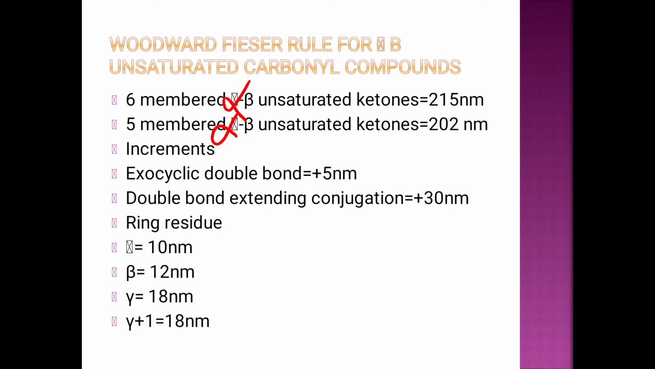Now coming to the alkyl ring residues, just like in the previous case, for every alkyl substituent that you have on your conjugated system, you add plus 5 nanometers. Here also you have certain values to be added. But here the values differ depending upon the carbon. When the carbon atom is on the alpha position, it is plus 10 nanometers. Beta position, it is 12 nanometers. Gamma and gamma plus 1, it is 18 nanometers each.